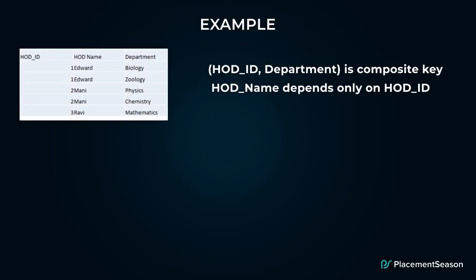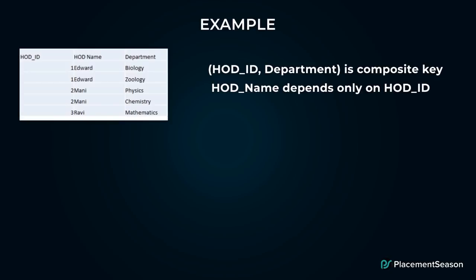So we have a table with HOD ID, HOD name and department. A single person can be HOD for two departments. So for the HOD ID 1, the HOD Edward, he is taking care of both biology and zoology department. Similarly, for HOD ID 2, he is taking care of both physics and chemistry department. From this table, we clearly understand it is already in 1NF, so it has only atomic values.